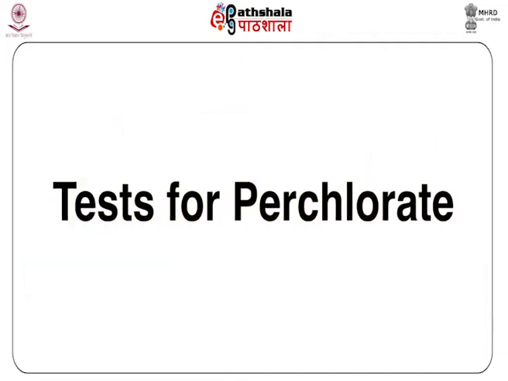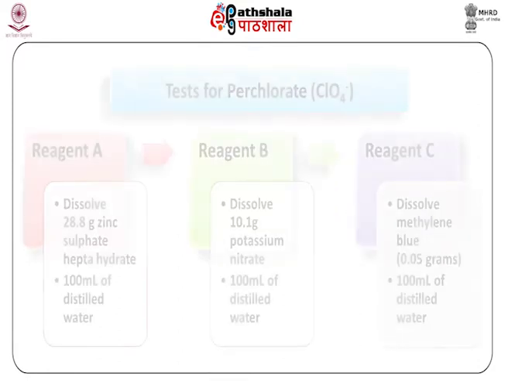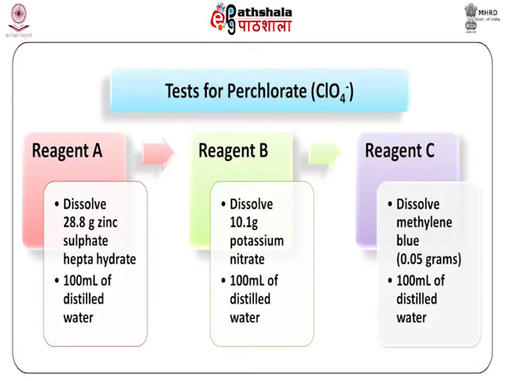Next are the tests for perchlorate. Reagent A is prepared by dissolving 28.8 grams of zinc sulfate heptahydrate in 100 ml of distilled water. Reagent B is prepared by dissolving 10.1 grams of potassium nitrate in 100 milliliters of distilled water. Reagent C.